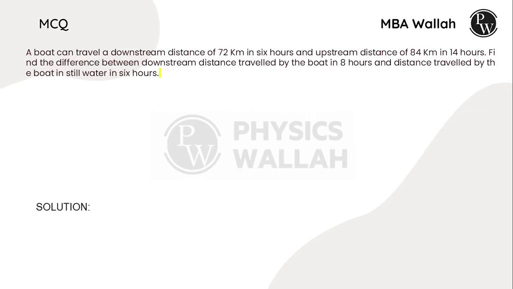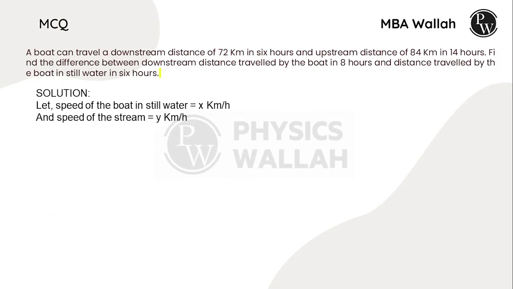Now let's go to the solution. Let us consider the speed of the boat in still water be x km per hour and the speed of the stream be y km per hour. So according to the question, 72 by x plus y equals 6. That is the downstream speed.